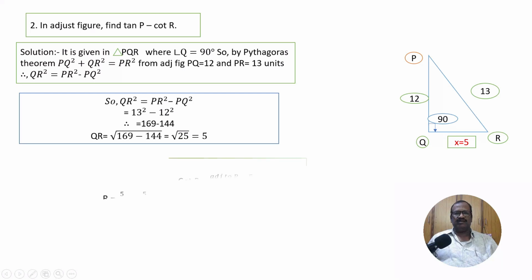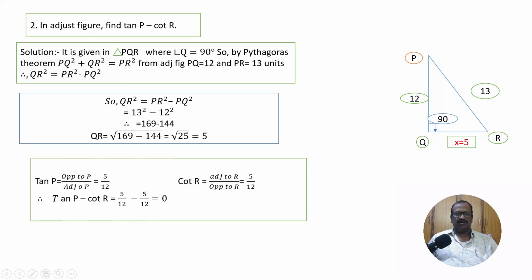Now we are using tan P minus cot R. What is the value of tan P? I told you tan P means opposite to P by adjacent to P. That is very important. From the beginning I am telling you, don't write opposite by hypotenuse like that. Write opposite to theta, opposite to P, opposite to Q, opposite to L like that. Because tan P means opposite to P only we have to take and adjacent to P only we have to take. So here P plays a vital role. That's why opposite to P.